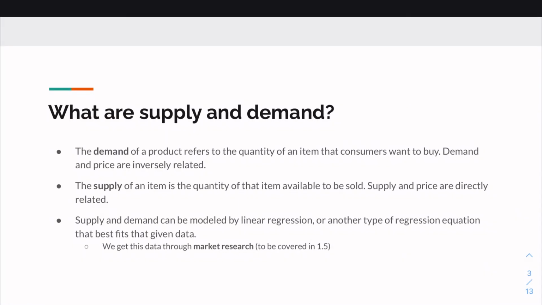So let's just start by talking about what supply and demand are. Demand, or the demand of a product, refers to the quantity of an item that consumers want to buy. So this is all about the consumers, right? If you have ever heard that there's a high demand for iPhones or high demand for fidget spinners or something, this is it, right? They're flying off the shelf. Everybody wants to buy them.